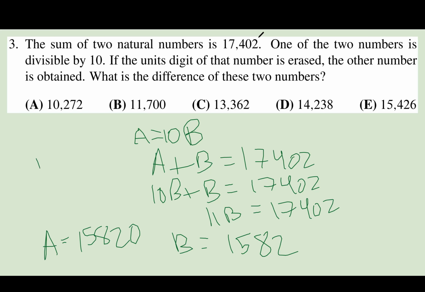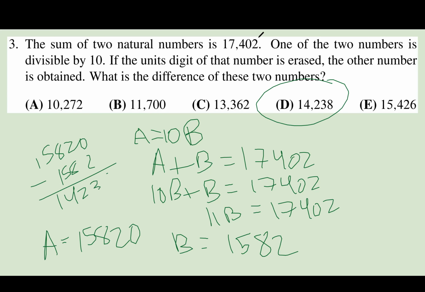And the question wants the difference between them. So in other words, it wants 15820 minus 1582, and that comes out to 14,238, which will be our answer. So that's choice D. All right. Okay. So maybe the wording was a little tricky, but the question itself isn't really that bad, right?